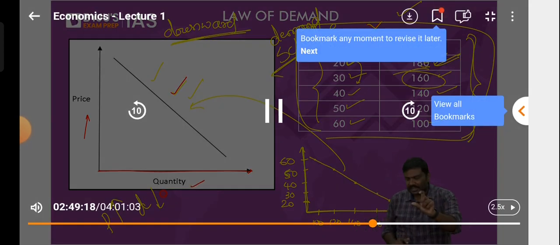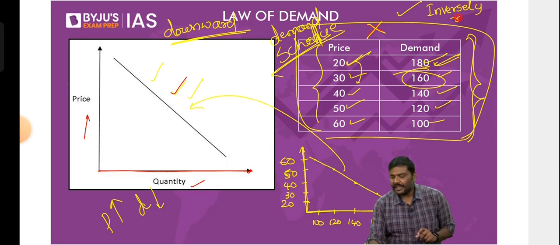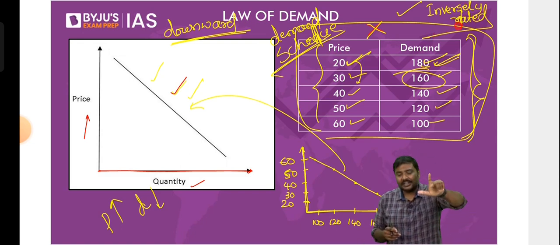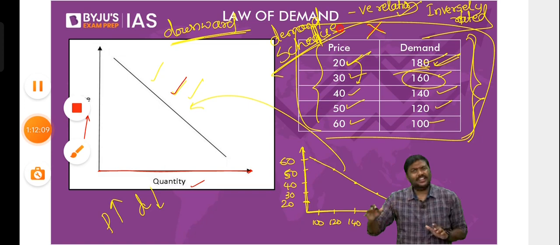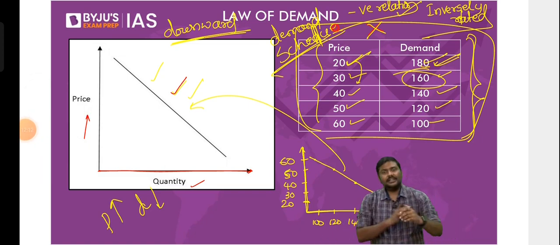You can simply remember the term opposite direction, or you can remember the term inversely related. Opposite, inversely related, or negative relation. Either of the terms, remember, are one and the same. All of them are one and the same. So this is the reason why the demand actually changes.